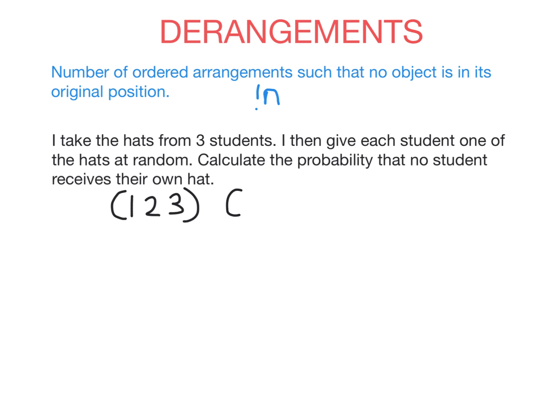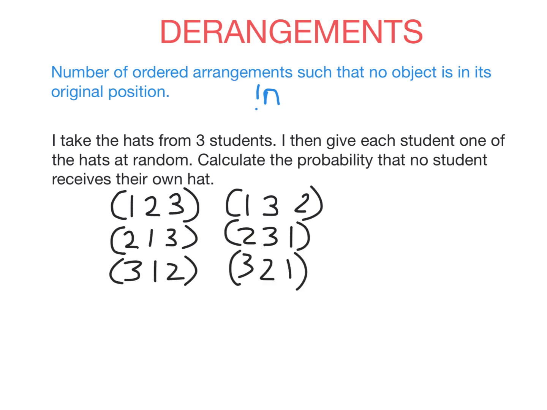And then I can have, say, 1, 3, 2. So this means person 1 got his own hat, but person 2 got the hat of person 3. Person 3 got the hat of person 2. These two swapped hats and so on. Now we know that the total number of possible arrangements is 3 factorial, which is 6. So there are 6 possible arrangements. So let's find out which of these are derangements.